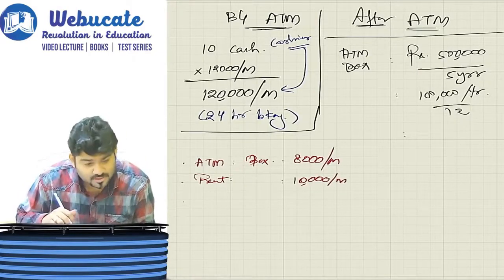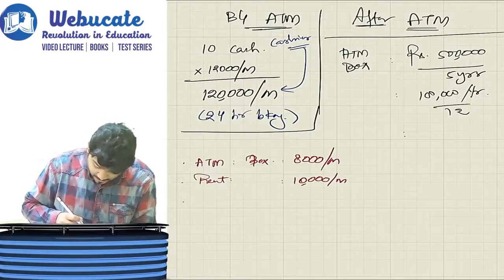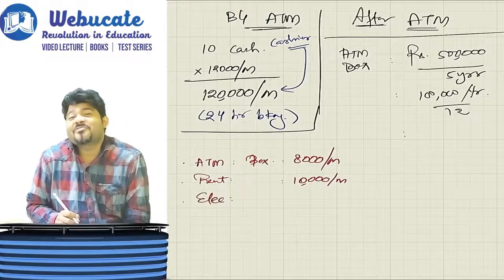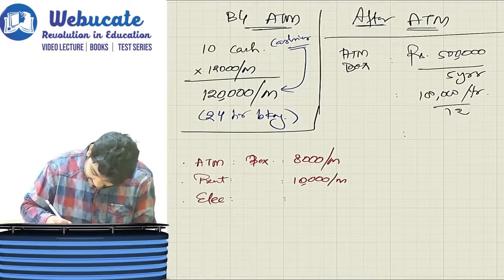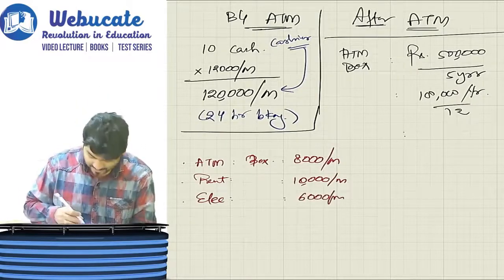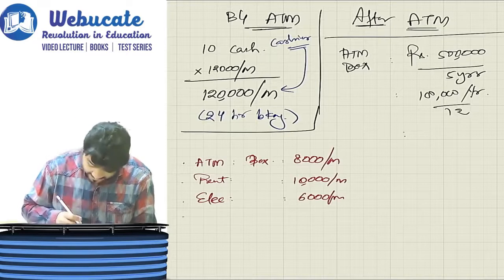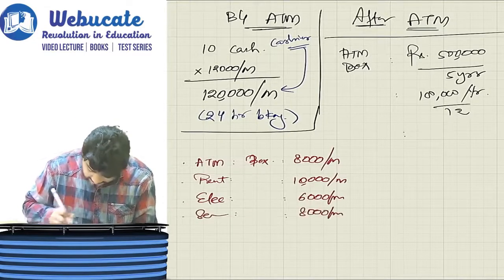Okay, next, what are the other costs that you can think of? Electricity. Oh yes, so much of AC is on whenever you go to the ATM. So say 6,000 per month maximum of that small area. Okay. Chalo. Then what else? Security personnel. Yes, very true. So say 8,000 per month for the security personnel.